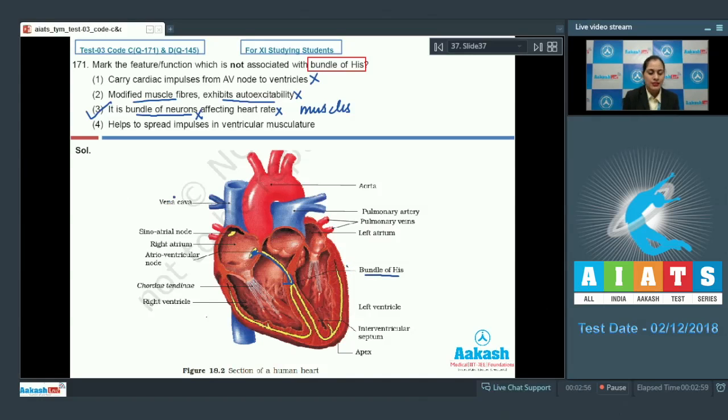Our last option is it helps to spread impulses in the ventricular musculature, and as it is associated with a function of the bundle of His, this cannot be the correct answer. So the correct answer for this question is option number 3. Let's proceed to the next question.